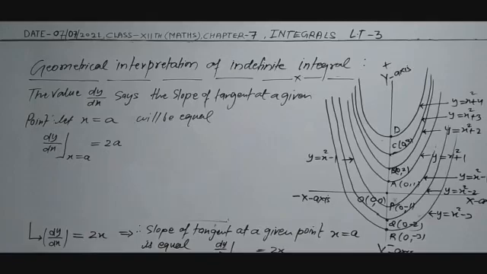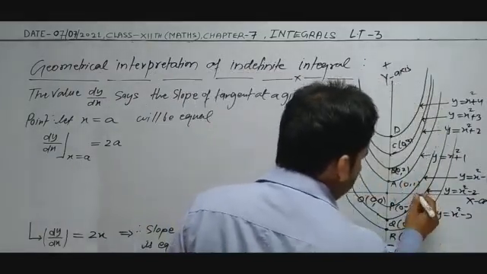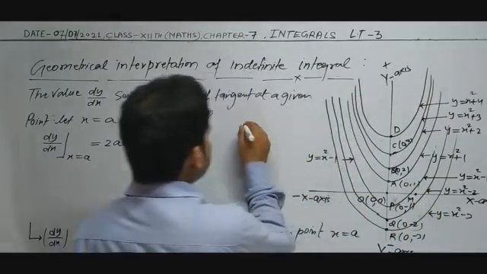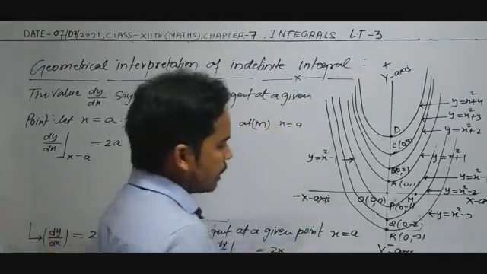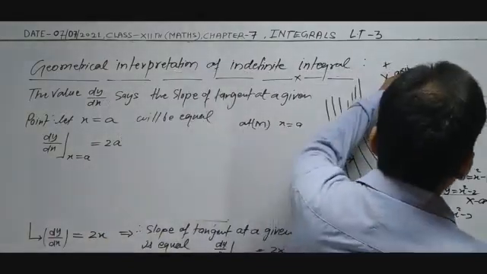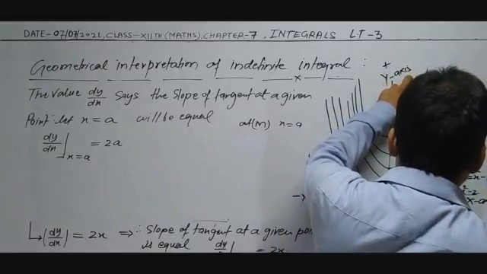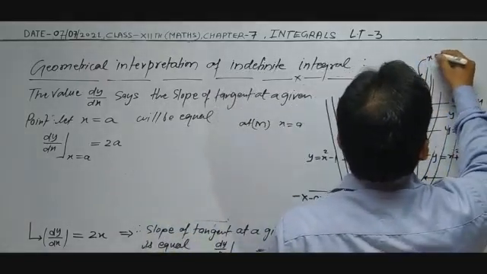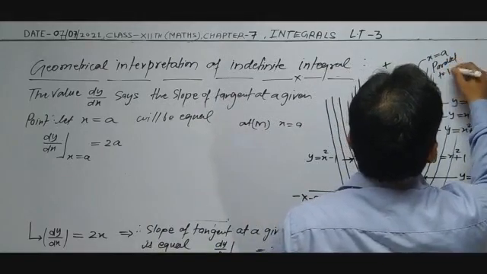the slopes are equal. Now suppose x = a is any point. We are going to draw a point, this is point M, and at this point x = a. The line x = a is parallel to the y-axis. We are going to draw this line, the line x = a, parallel to the y-axis.